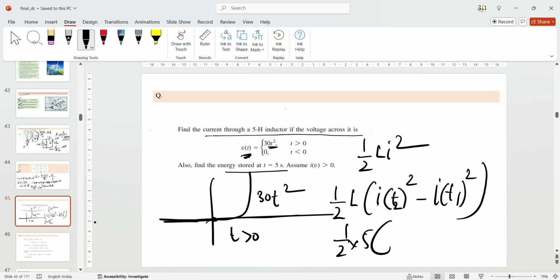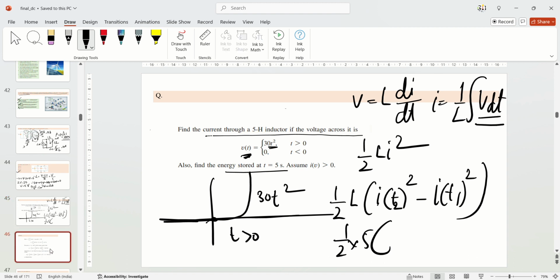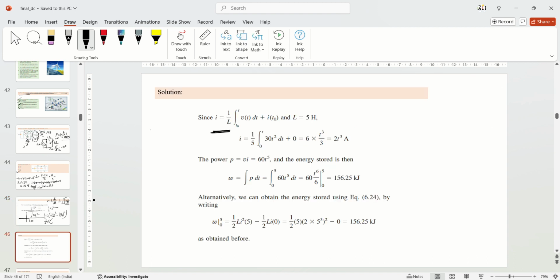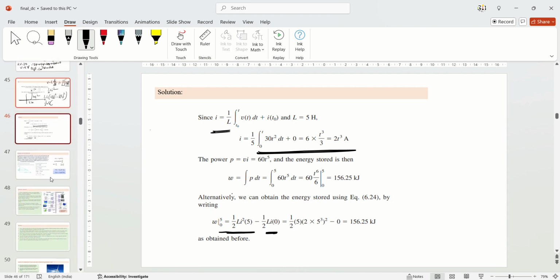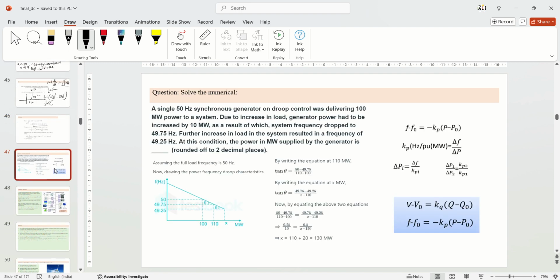Okay, so voltage is equal to L di by dt. So I is equal to 1 upon L integral of V dt. Okay, so just you have to use that information, that I you have to find out from that. Then you have to use this half L I square at 5 seconds minus half L I square at t equal to 0 second. So you can find out the energy absorbed by that inductor in that whole overall time span.